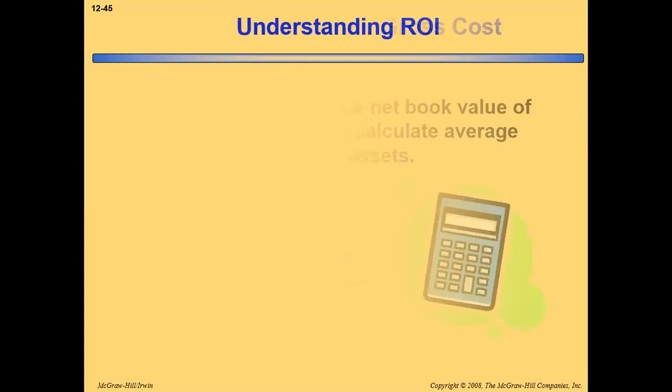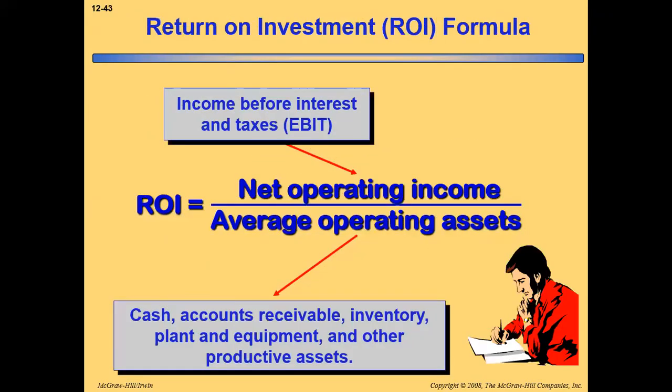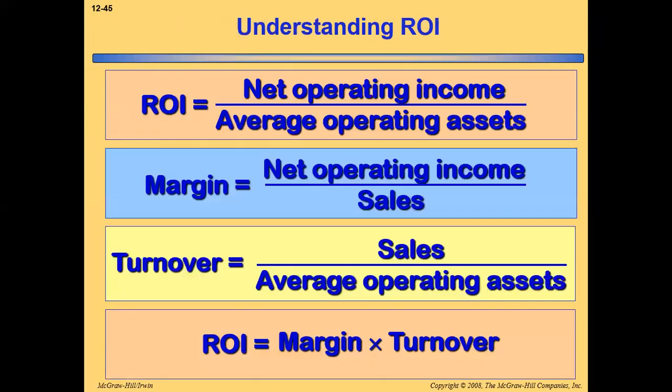Clear? এই ফর্মুলা কি ক্লিয়ার হয়েছে? ROI formula is clear? জি স্যার। Okay. Now ROI is actually a combination of two other formulas. What are the other two formulas? See, one is the margin, another is the turnover.